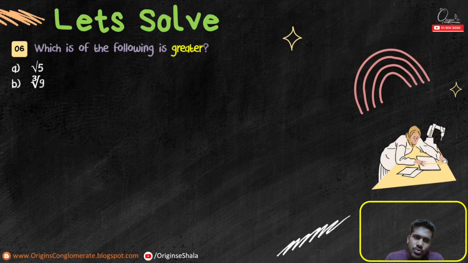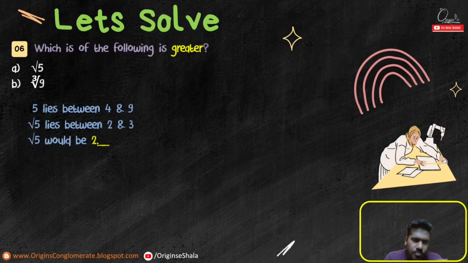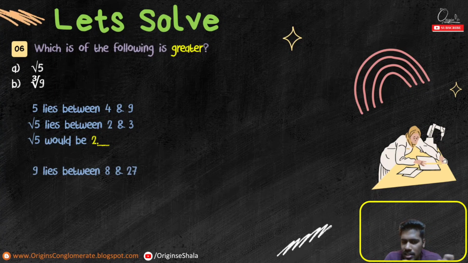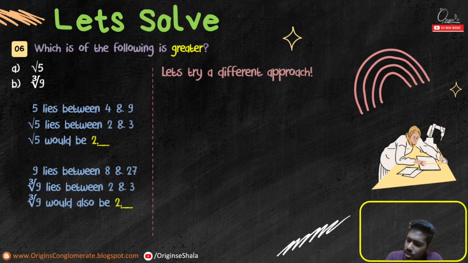Out of the following values, which is the greatest? We have root of 5 and cube root of 9. 5 we already know lies between 4 and 9, which are the squares of 2 and 3. So root 5 definitely lies between 2 and 3. That is the first common logic that went through my head when I saw this question. So root 5 would definitely be 2 point something, correct? Similarly for 9, we can say it lies between 8 and 27, which are the cubes of 2 and 3. So it will again be 2 point something. So just by this logic we cannot directly solve it, but we can try a different approach now.